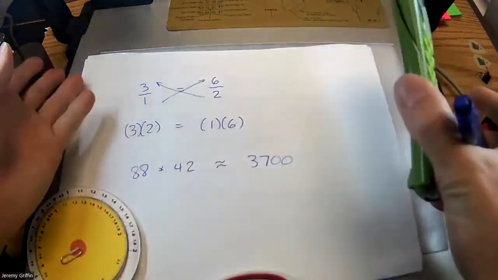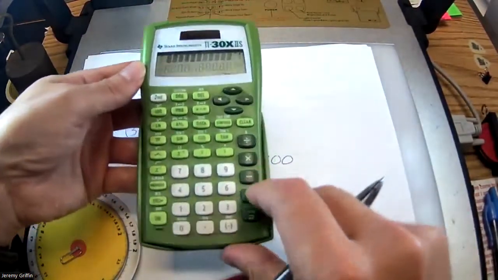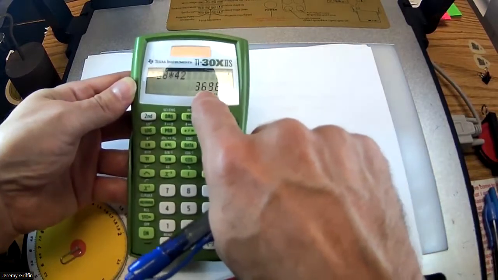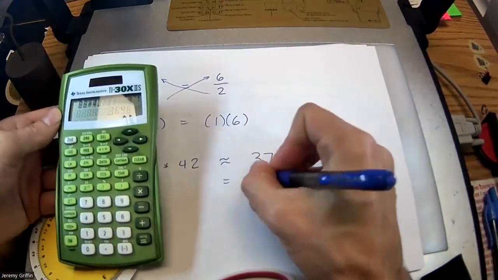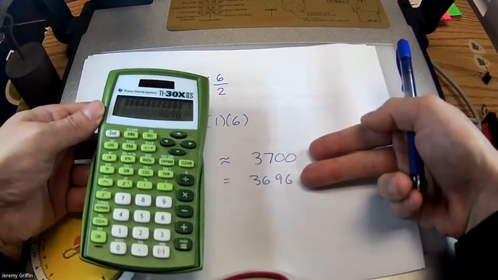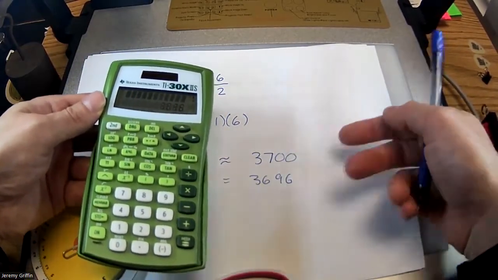Now let's verify. I haven't done this ahead of time, so I don't know, but we're gonna see how close this is. What is 88 times 42? It's 3696. It's exactly equal to 3696. Wow, look at that. It's so close, so close. And I got that just using the analog calculator, right?